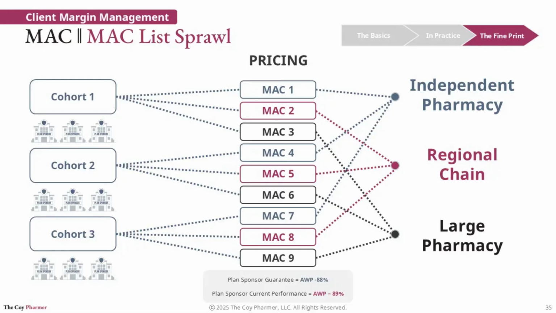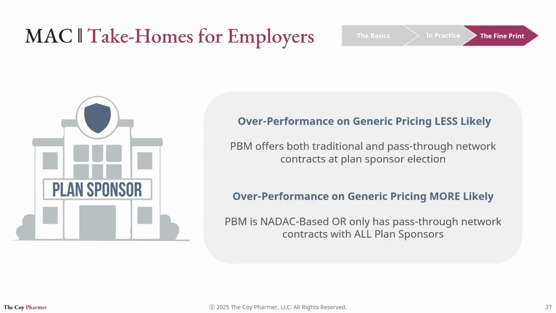And then lastly, in this example, plan sponsors' current performance is outperforming their guarantee. And so in some cases, a plan sponsor may be migrated to a new cohort or a new MAC list to be able to prevent overperformance for their contract. So what are some take-homes for employers related to MAC? In cases where a PBM offers both traditional and pass-through network contracts at the plan sponsor election, the PBM has a lot of flexibility to be able to exactly meet the plan sponsor's guarantees and avoid overperformance on any particular contract. This can make overperformance on generic pricing less likely.